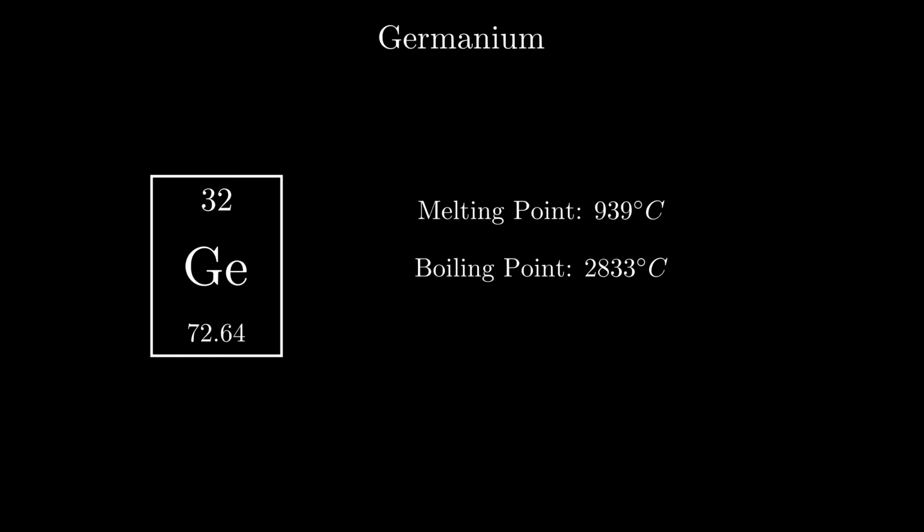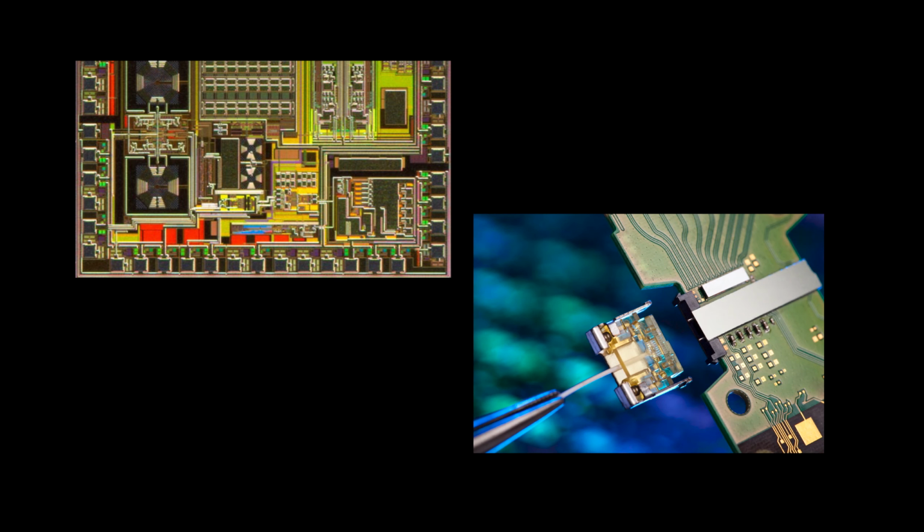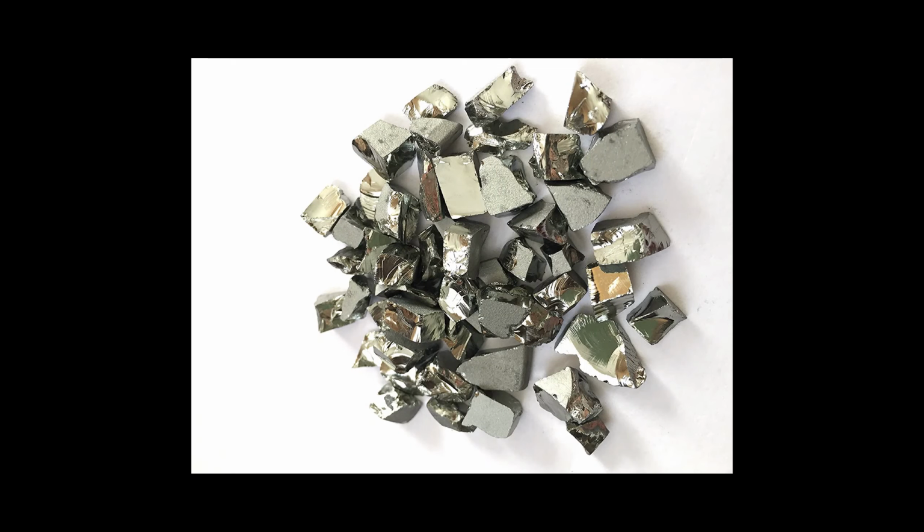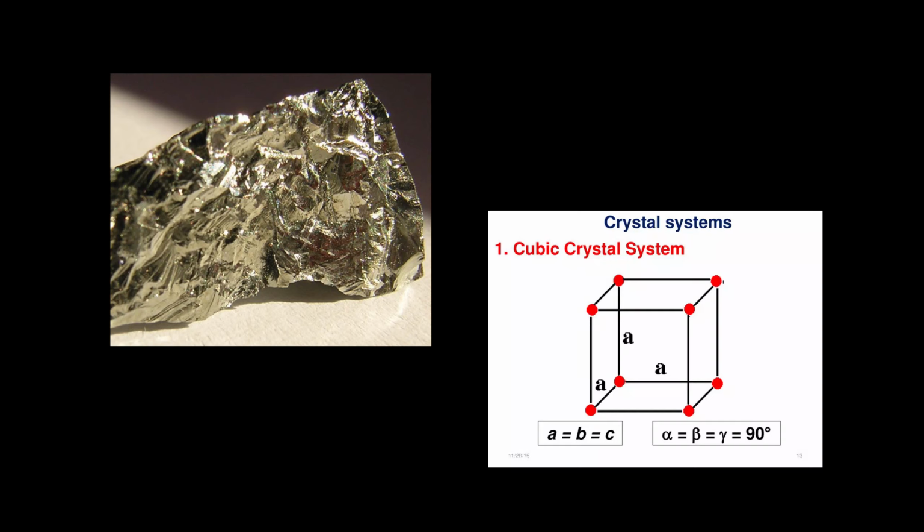Germanium is the second metalloid in this group. Just like silicon, germanium is used as a semiconductor in transistors and other electronic devices. Germanium is often found as a brittle silvery white element, and this allotrope is dubbed alpha germanium, with a metallic luster and a cubic crystal structure, just like diamond.